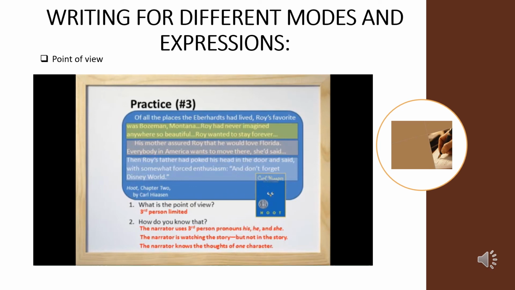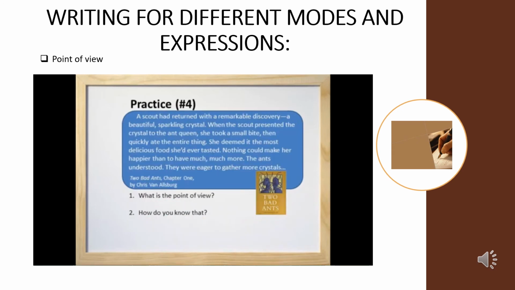This narrator does not know the internal thoughts and feelings of the dad or the mom, but the narrator does know the internal thoughts and feelings of Roy. That's how we know that this narrator is using third person limited point of view, because this narrator knows the thoughts and feelings of one person.